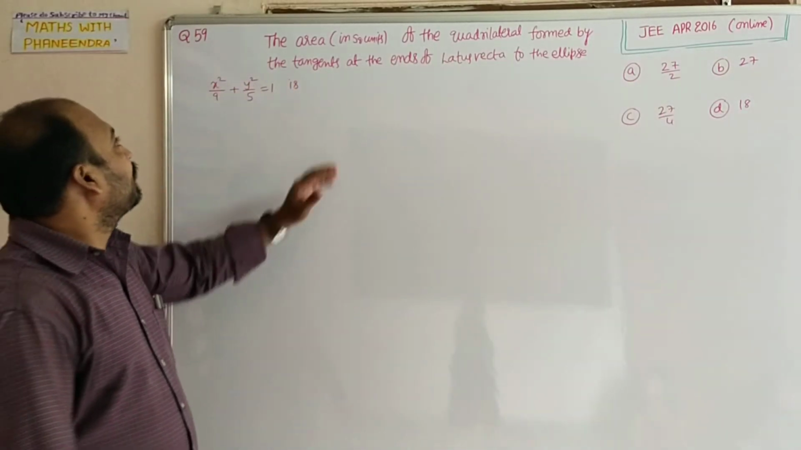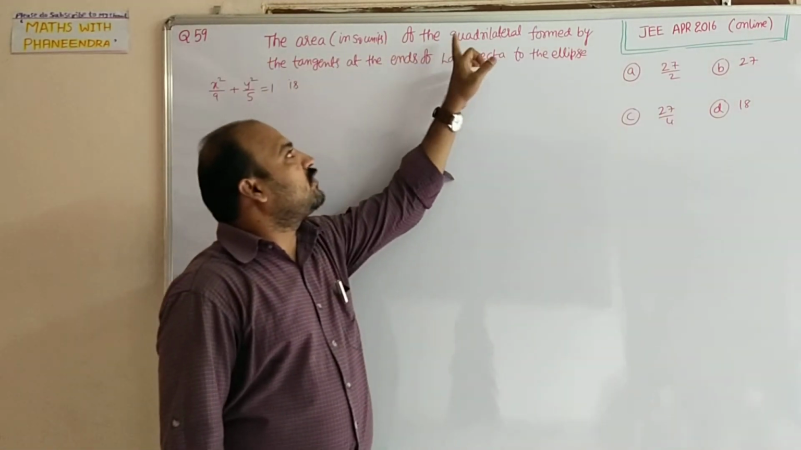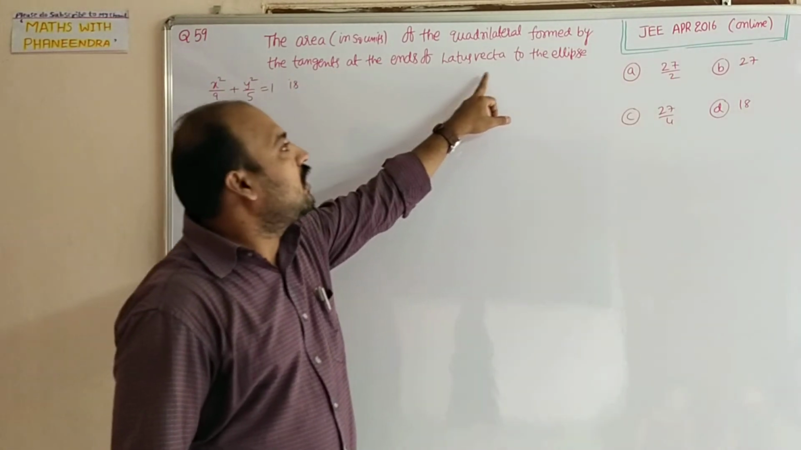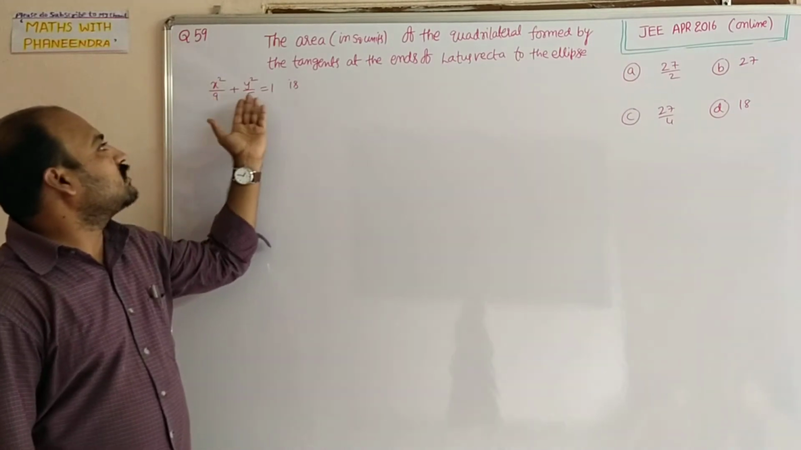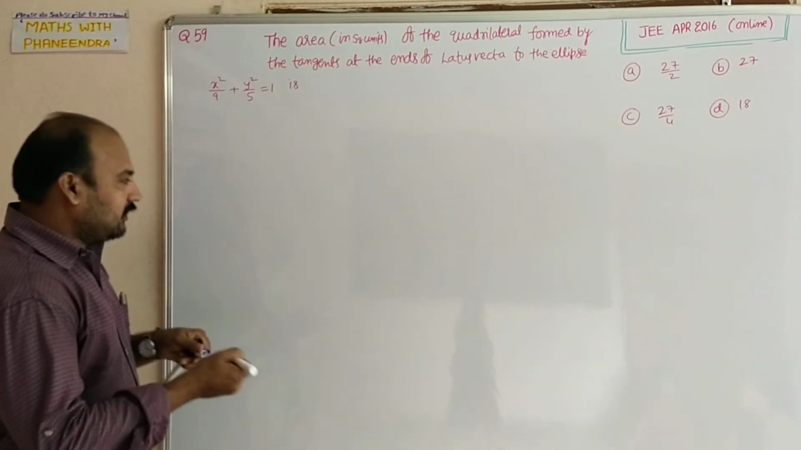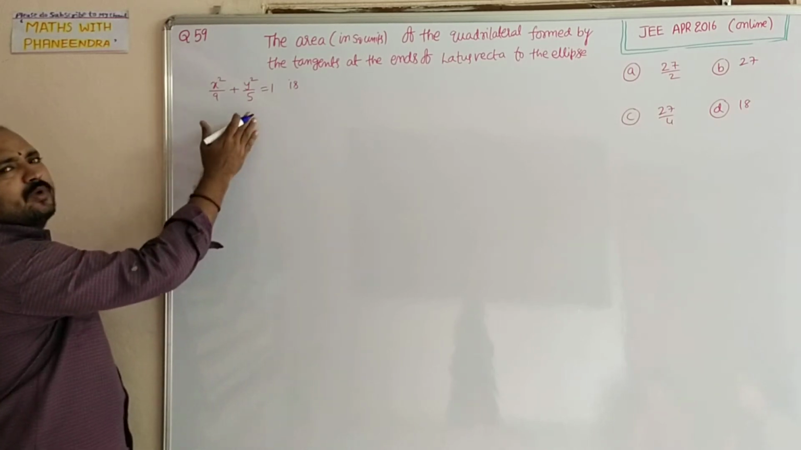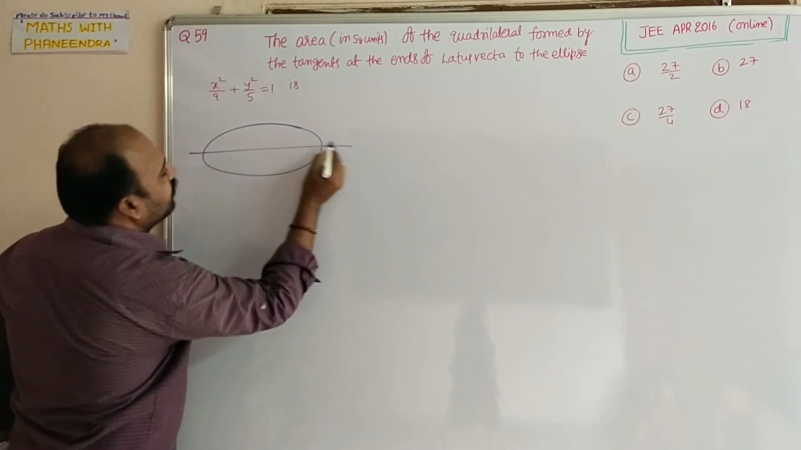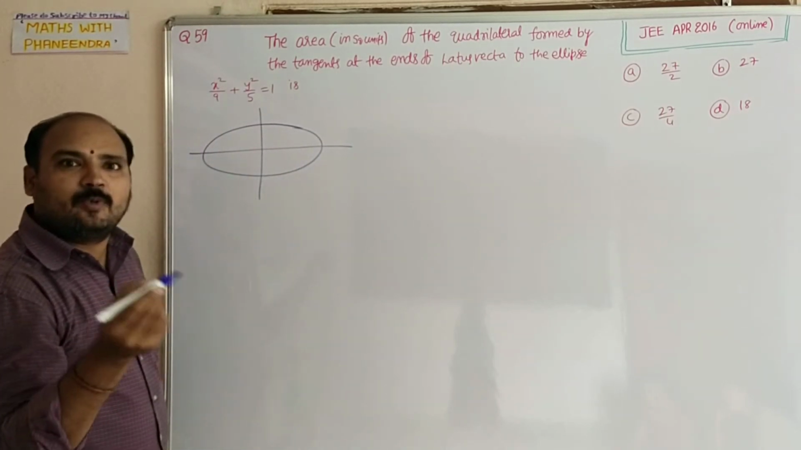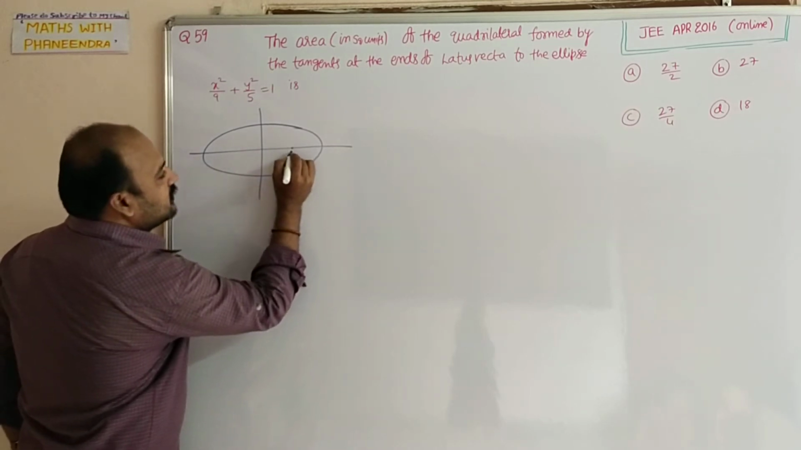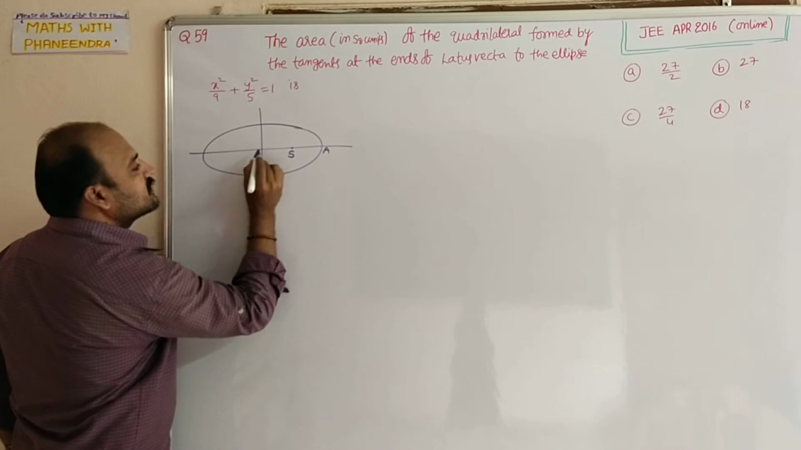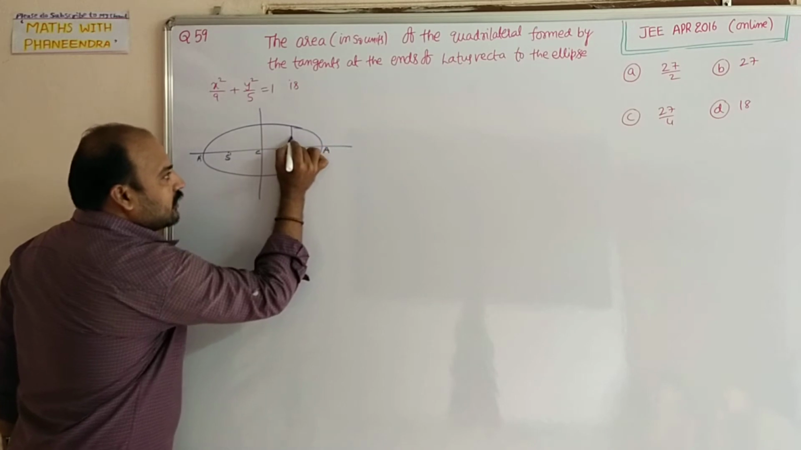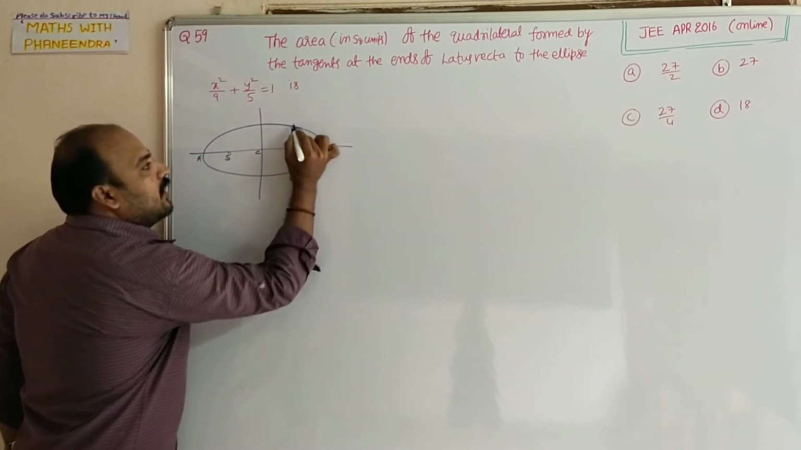The next question. The area in square units of the quadrilateral formed by the tangents at the ends of the latus recta to the ellipse x square by 9 plus y square by 5 equal to 1. See here the figure, clearly a square a is greater than b. So the ellipse figure will come like this. Latus recta means the double ordinate passing through the focus. This is the focus, A, center, S dash and A dash. This is double ordinate L and L dash.